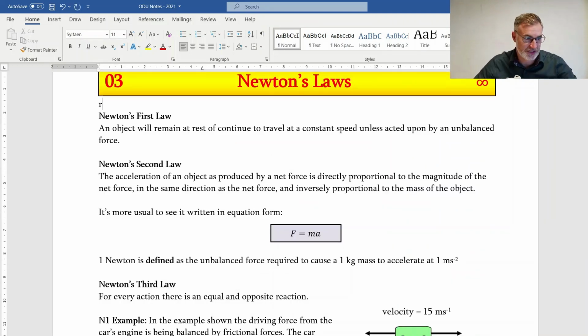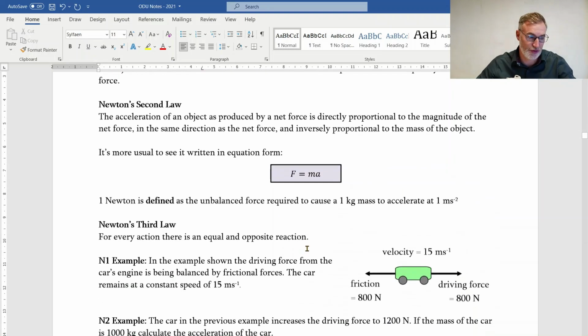The laws haven't changed since National 5. We'll still have Newton's first law: an object will remain at rest or at a constant speed unless acted upon by an unbalanced force. Newton's second law: if it is acted upon by an unbalanced force, the object will accelerate in the direction of that unbalanced force. And Newton's third law: for every action there is an equal and opposite reaction.